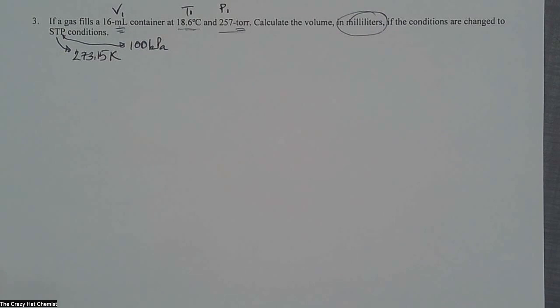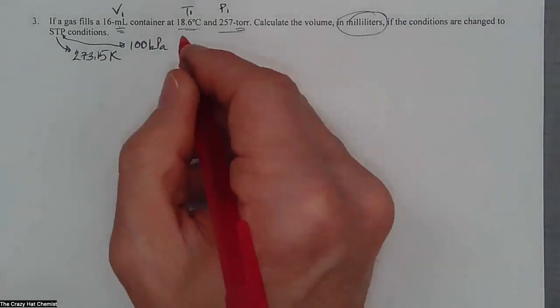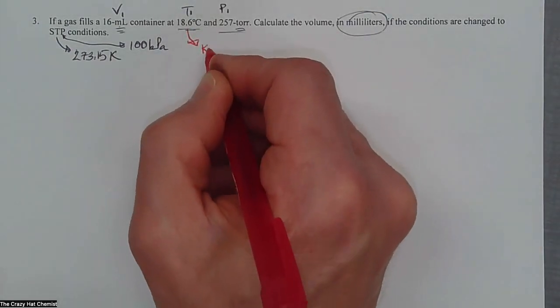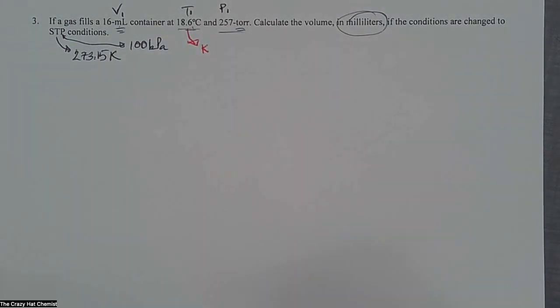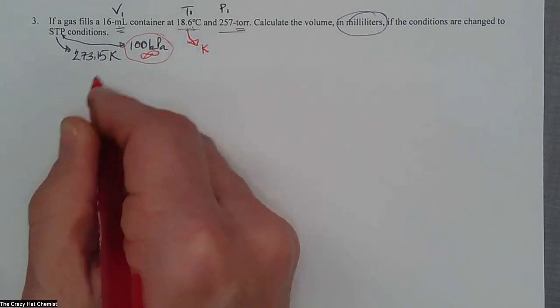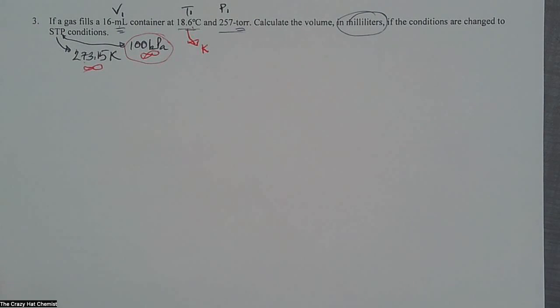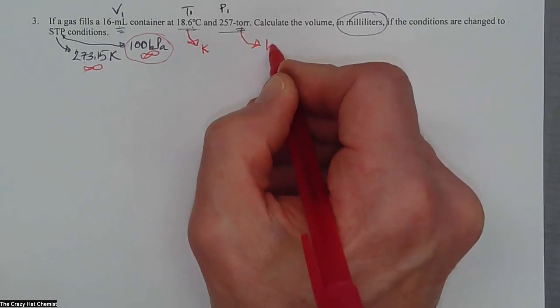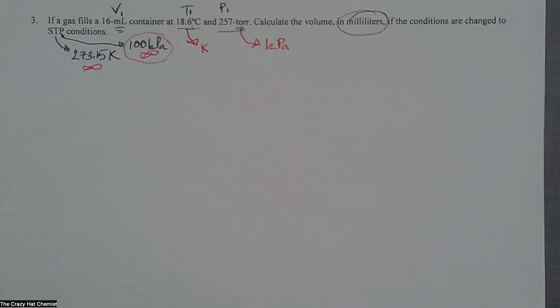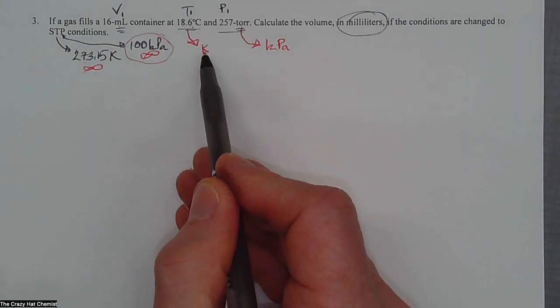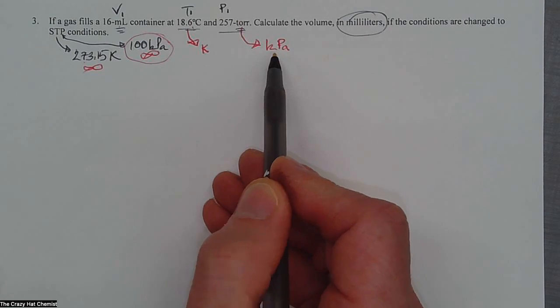So first of all, we're going to make sure all our conversions are correct, and that all our temperatures are in Kelvin. So we need to convert this degrees Celsius into Kelvin. Since 100 kilopascals is a definition, that's an infinite number of significant figures, and the same for the standard temperature, since at STP those are the defined values. I need to convert this pressure into kilopascals. So I'm going to do two conversions here, one from degrees Celsius to Kelvin and one from torr to kilopascals. So that's what I'm going to do right now.